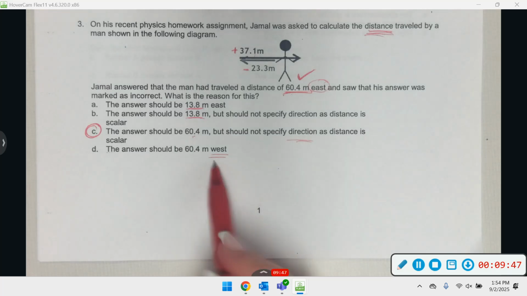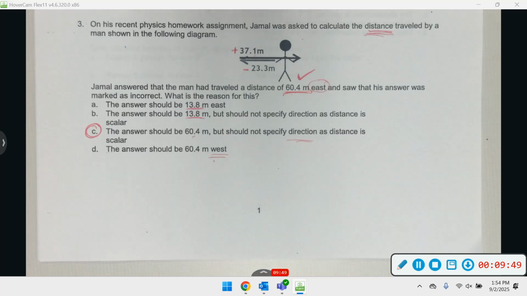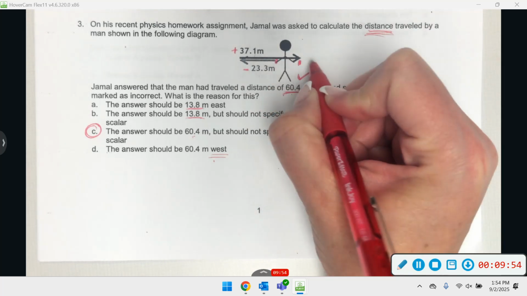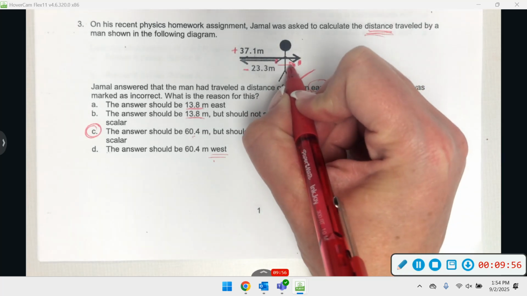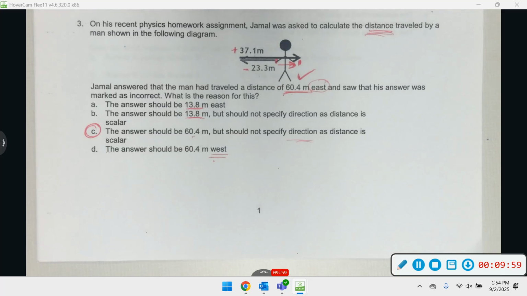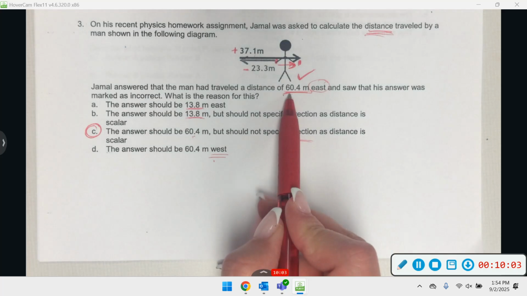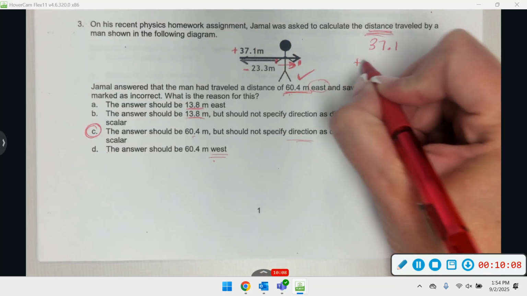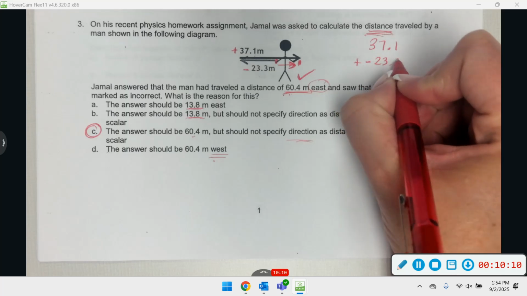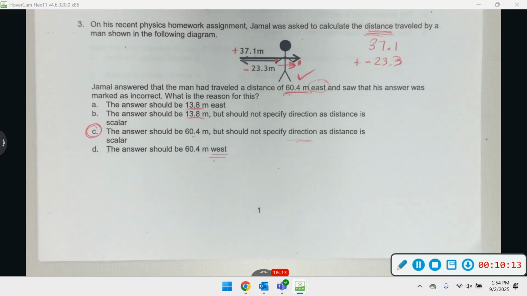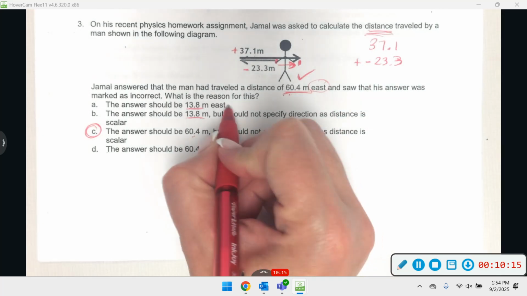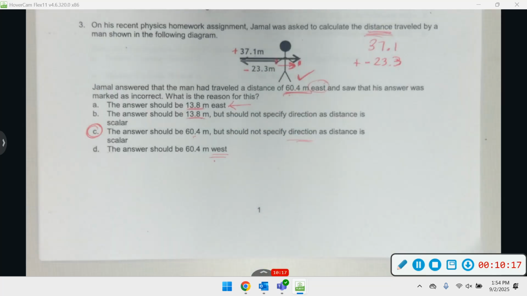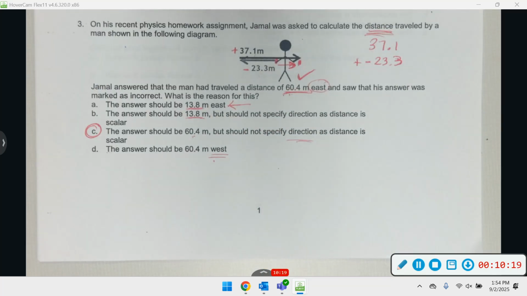It's not going west. If I had to pick a direction, which I would if this asked for displacement, then we started here, we ended here, we ended east of where we started. So east is the right direction for displacement. But displacement wouldn't be 60.4. Displacement would be 37.1 plus negative 23.3. It would end up being a subtraction problem. And you would get, if it had asked for displacement, this, 13.8 meters east. Make sure you know the difference between the two.